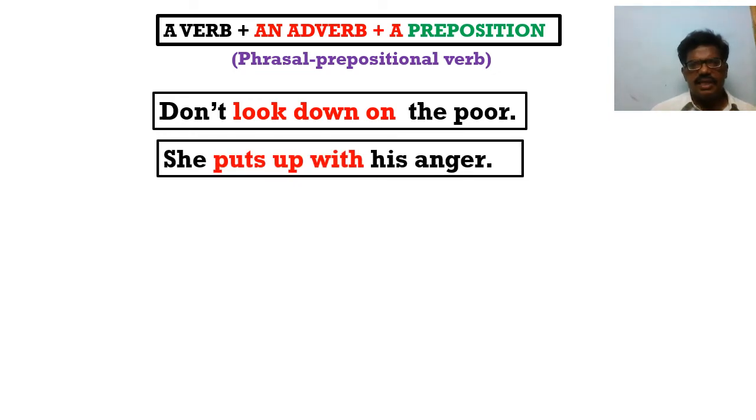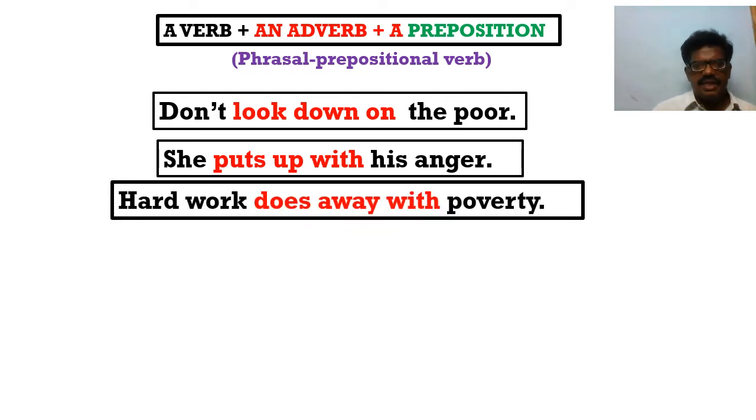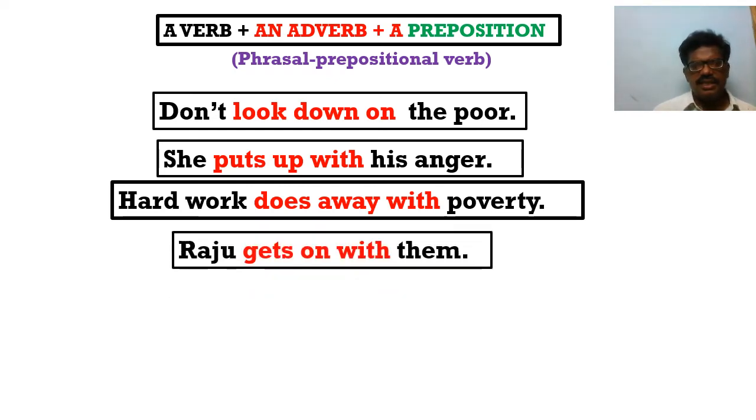In this sentence, the phrasal prepositional verb, that is puts up with, is formed with a verb puts plus an adverb up plus a preposition with. In this sentence, the phrasal prepositional verb is formed with a verb does plus an adverb away plus the preposition with. In this sentence, the phrasal prepositional verb is formed with the verb gets plus an adverb on plus a preposition with.